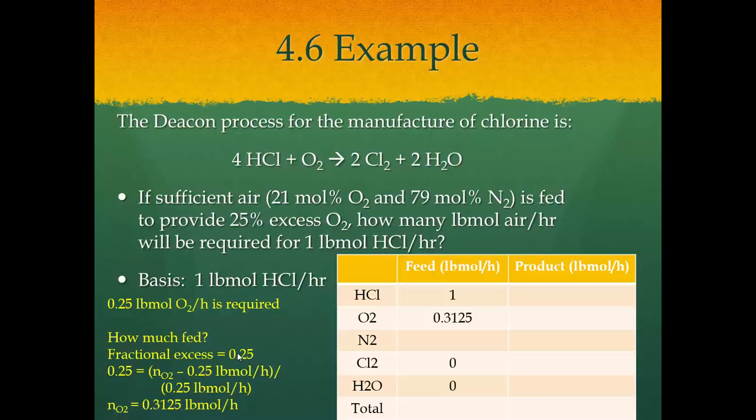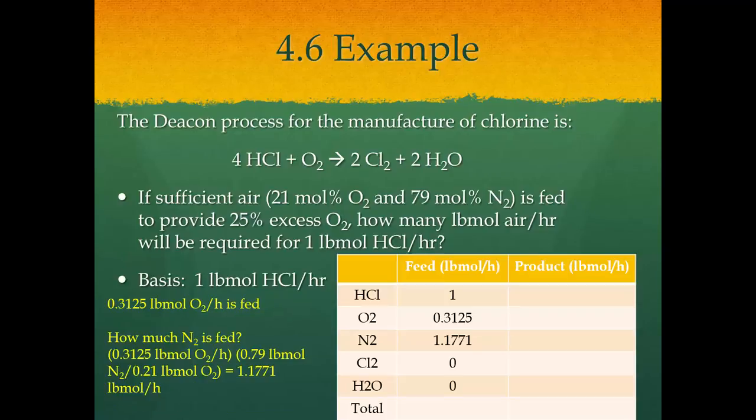So I can then use how much is required with my definition of excess. I want 25% excess O2. So fractional excess is 0.25. That's defined as the number of moles that I have minus the number I needed divided by the number I needed. So subtracting and dividing the 0.25 required, I end up with 0.3125 pound moles per hour that will actually be fed to this reactor.